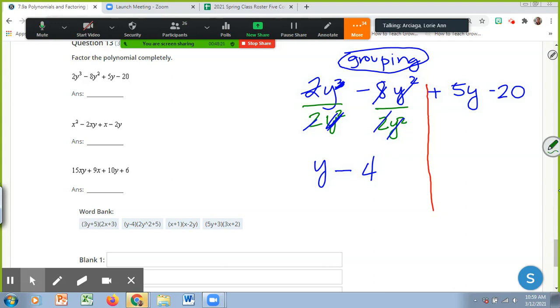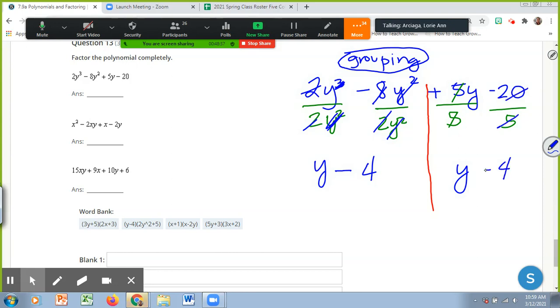Okay, now you're going to do the same thing to the second side. Find a number that can divide both of them. I think this one is pretty obvious, right? It's 5. Okay, so 5 divided by 5, you get y. 20 divided by 5, you get 4.